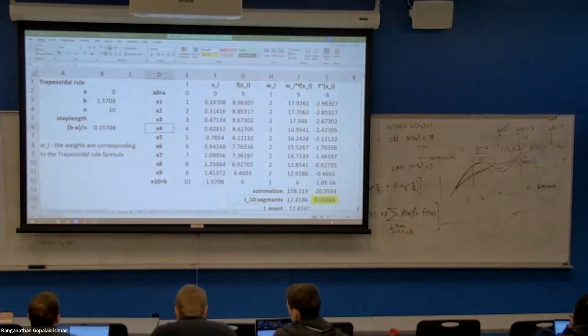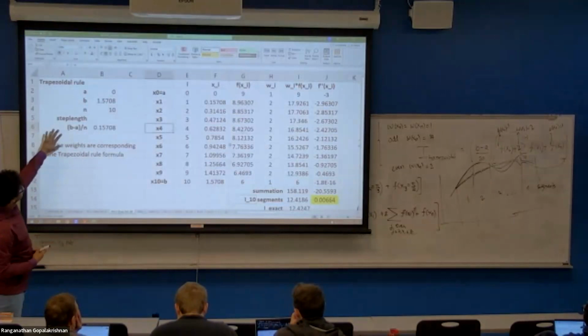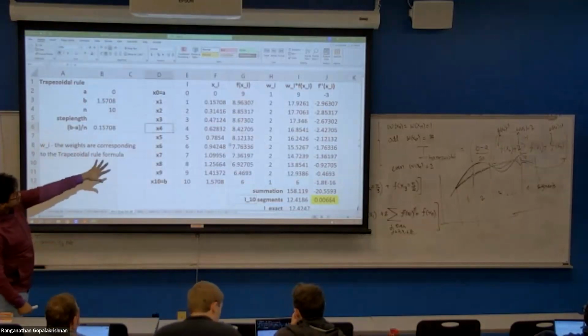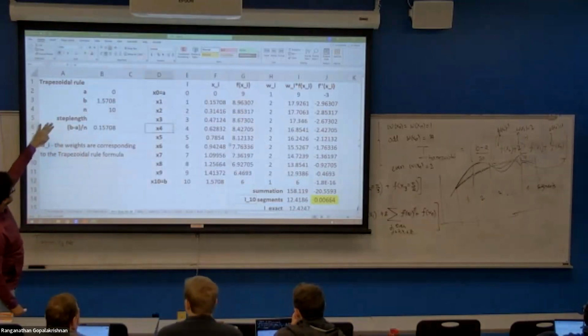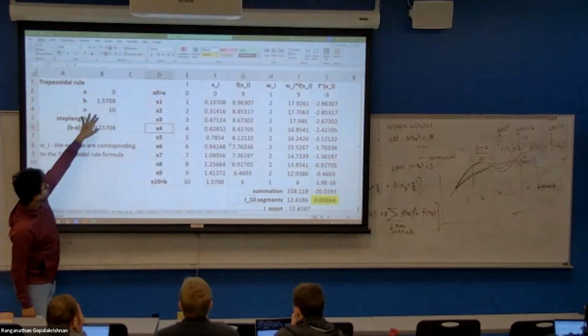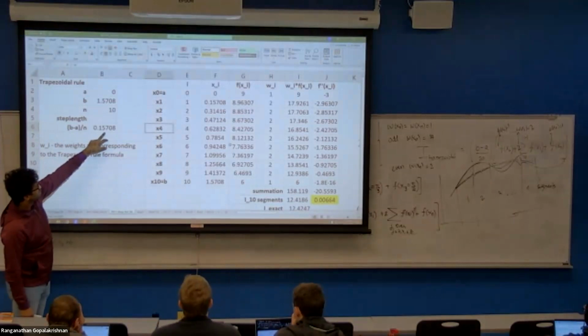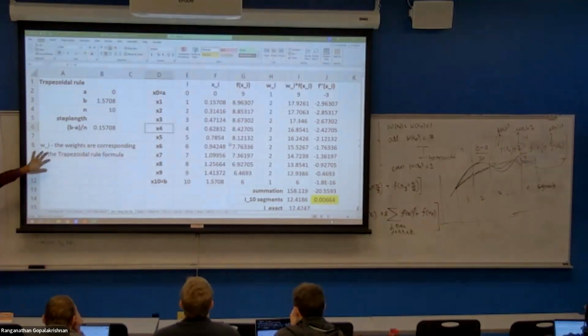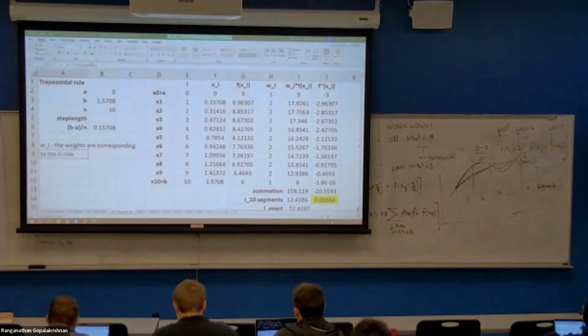So this is 10 segments, trapezoidal rule, it still hasn't been modified. I have step length b minus a divided by n, and I'm using 10 segments, so 0.1157 is my step length. I'm going to change the weights corresponding to Simpson's 1/3 rule.